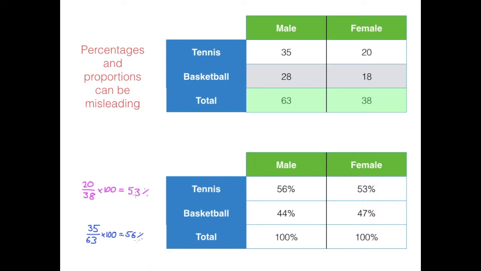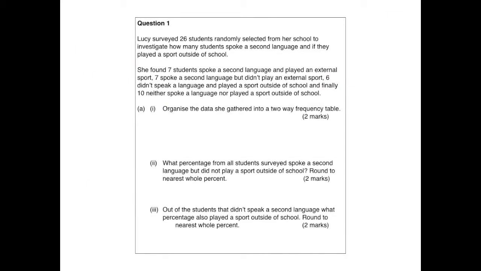Now that we've finished the theory, let's apply it to an exam question you could expect to see in WACE exams. Lucy surveyed 30 students randomly selected from her school to investigate how many students spoke a second language and if they played a sport outside of school. She found 7 students spoke a second language and played an external sport, 7 students spoke a second language but didn't play an external sport, 6 didn't speak a second language and played a school sport, and finally, 10 neither spoke a second language nor played a sport outside of school.